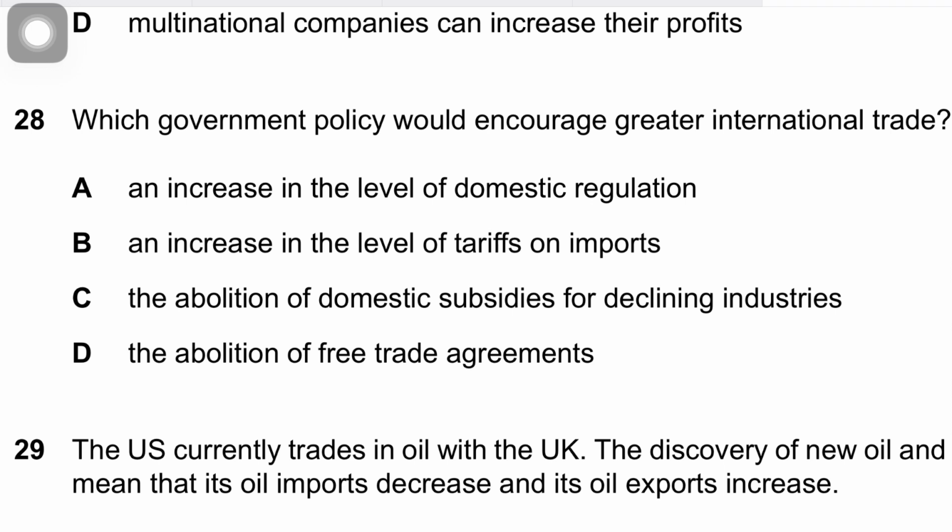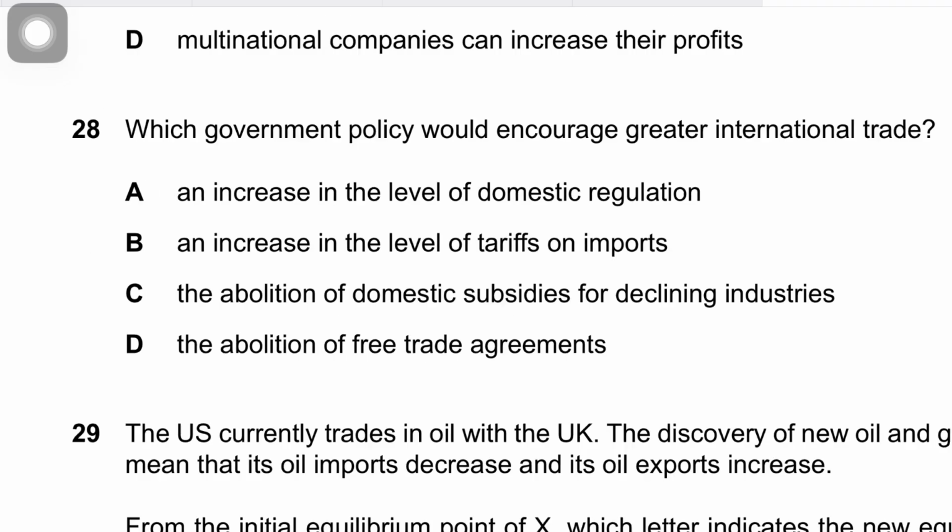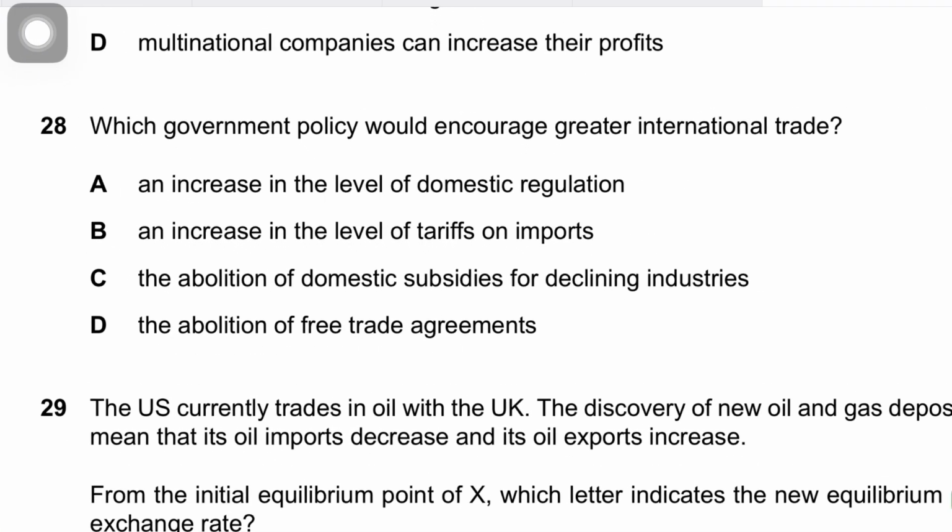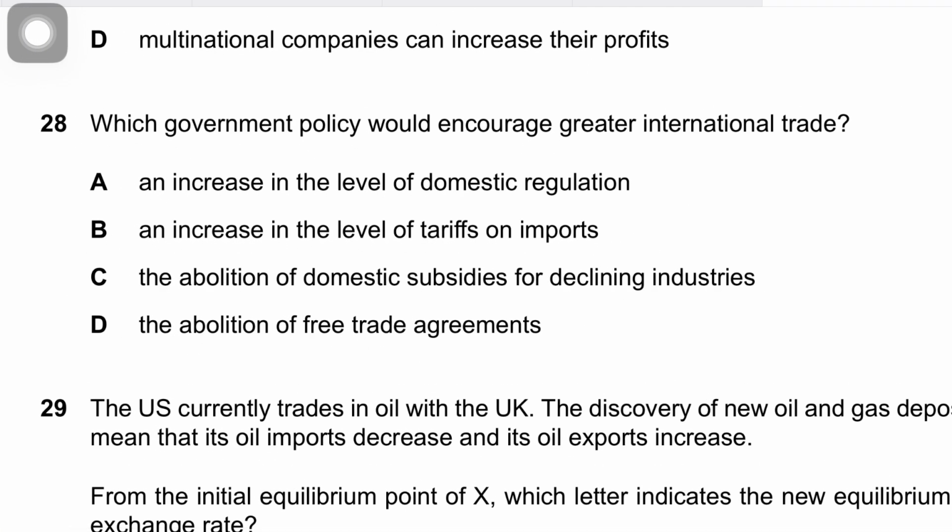Option B says increasing the level of tariffs on imports. Tariffs are taxes on imports. Higher tariffs will reduce international trade, not increase it. Option D says abolition of free trade agreements. Free trade agreements are actually designed to increase trade between countries. If you abolish them, that reduces trade.